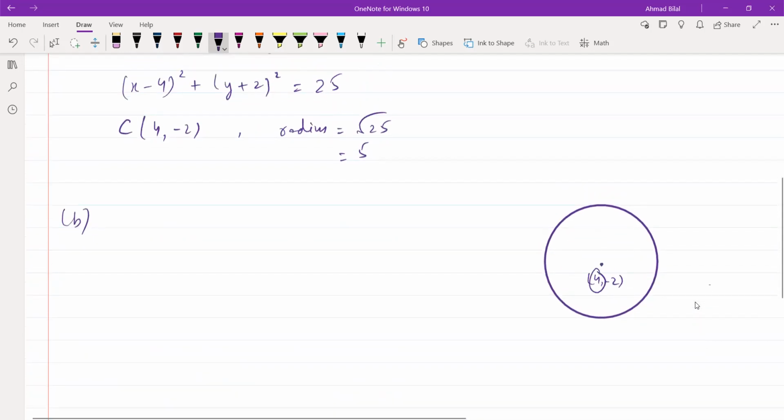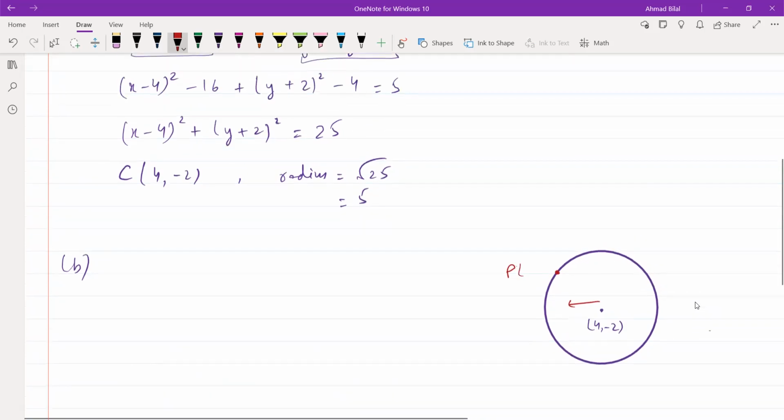1 is on the left of this. 2 is above this. So point P should be somewhere here, right? It helps to mark those points in the correct direction. Otherwise, you may get confused. So P should be on the left of this because its x coordinate is smaller, that's 1, and the y coordinate is bigger, so it should be above this. So P is somewhere on this side. You should know which side it is on. P is somewhere here. Now you have to find the equation of the tangent passing through P. You have to find the equation of this tangent basically.